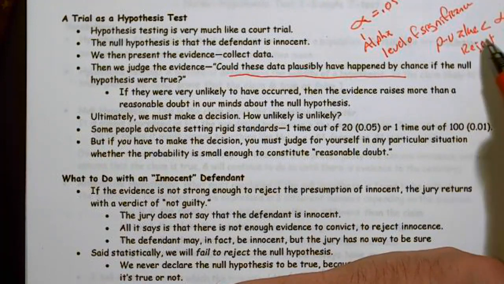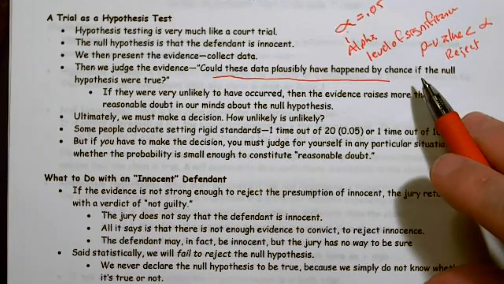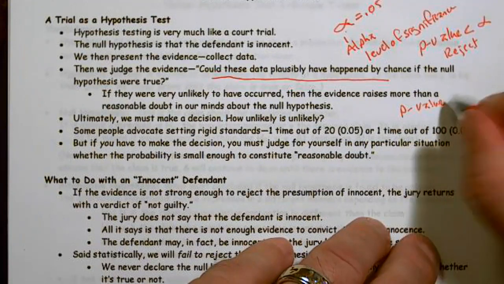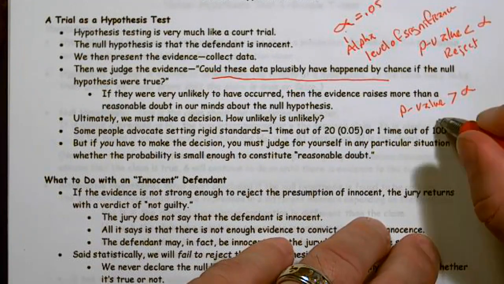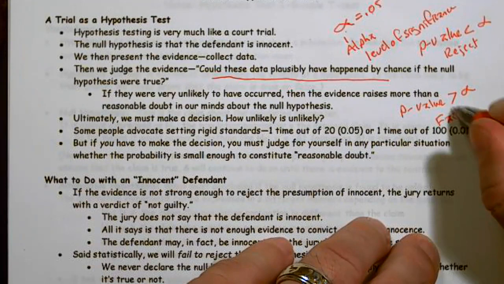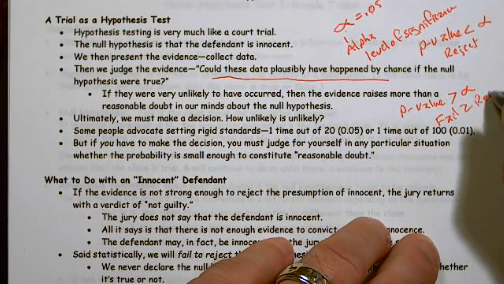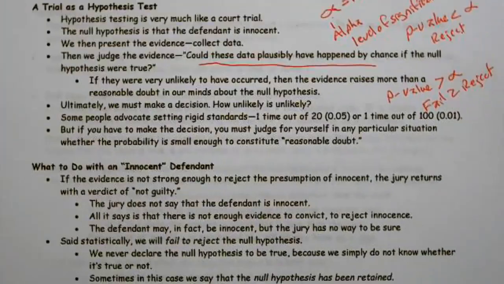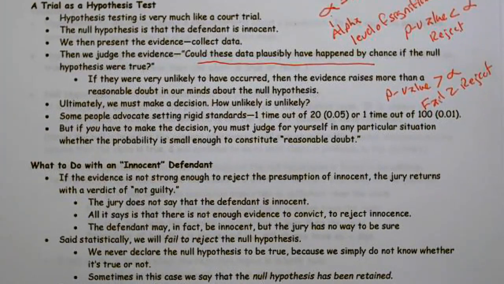If the p-value is greater than alpha, we fail to reject. And by the way, we never say it's close, so we don't make a decision. We do not, in statistics, get to be Switzerland. We have to say yes or no. We are either going to reject or fail to reject.